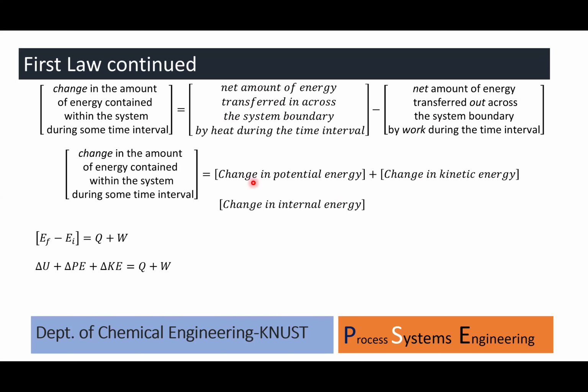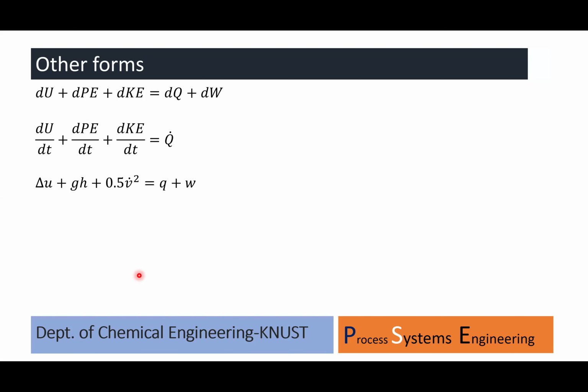So the first part here is our Q. This expression down here just means that the change in energy within the system, that's the final minus the initial energy of the system, is going to be equal to Q plus W. And this change in energy in the system, we can also equate to the change in potential energy, the change in kinetic energy, and the change in internal energy as well. So at the end of the day, our expression for the first law for closed systems is change in U plus change in PE plus change in KE equal to Q plus W.